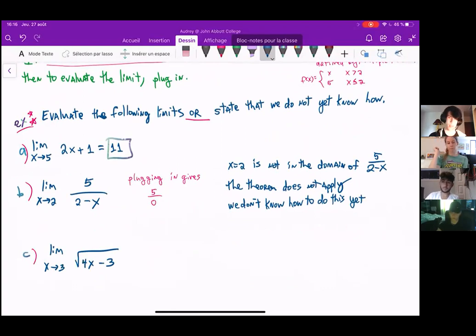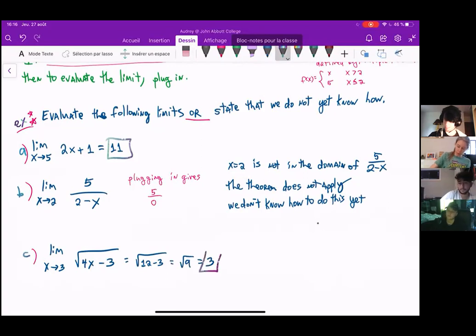What happens when I plug in? I get 3. Is 3 a number that exists and that makes sense? Yes. So that's my answer. The theorem applied, 3 is in the domain, we are good.